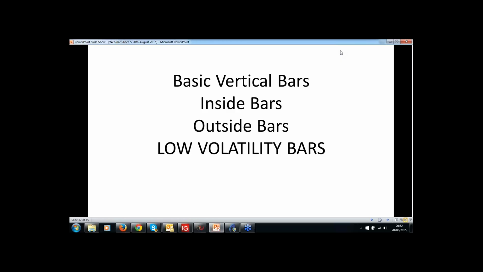And then outside vertical bars. An outside vertical bar is when a bar makes a higher high than the previous bar and a lower low. And it's a very, very powerful vertical bar. On some daily charts, outside vertical bars have something like an 80 or 82% success rate. It's something that I haven't checked recently, but in some studies that I did quite a few years ago, my outside vertical bars were coming up with about 82% accuracy trading the Dow Jones Index.